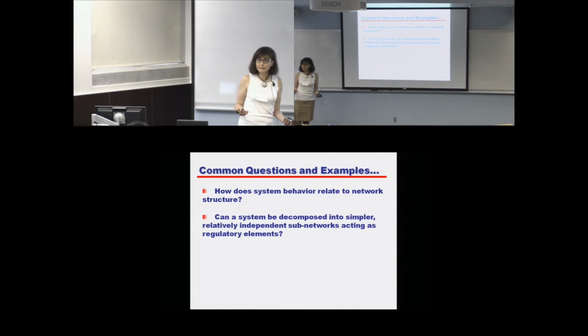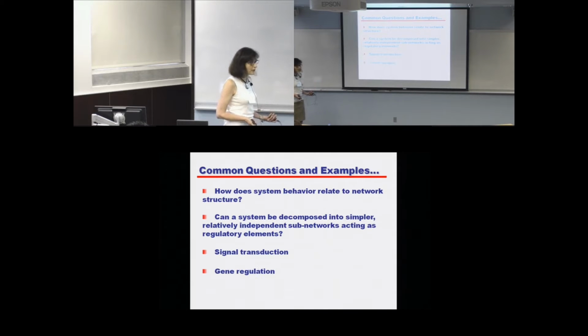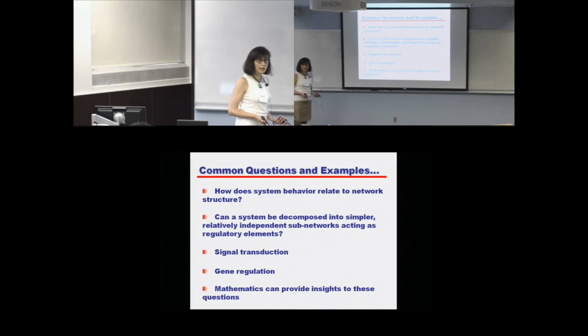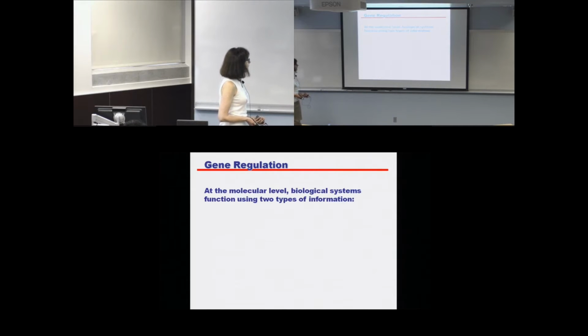Can I break this system, which nowadays we want to study systems of hundreds of thousands, tens of thousands of variables and nodes? Can I break it into simpler systems, study them independently, and then put them together, understanding what the regulatory elements are? The context in which those examples are important: signal transduction, gene regulation, huge questions there. And mathematics seems to be capable of answering some of those questions.